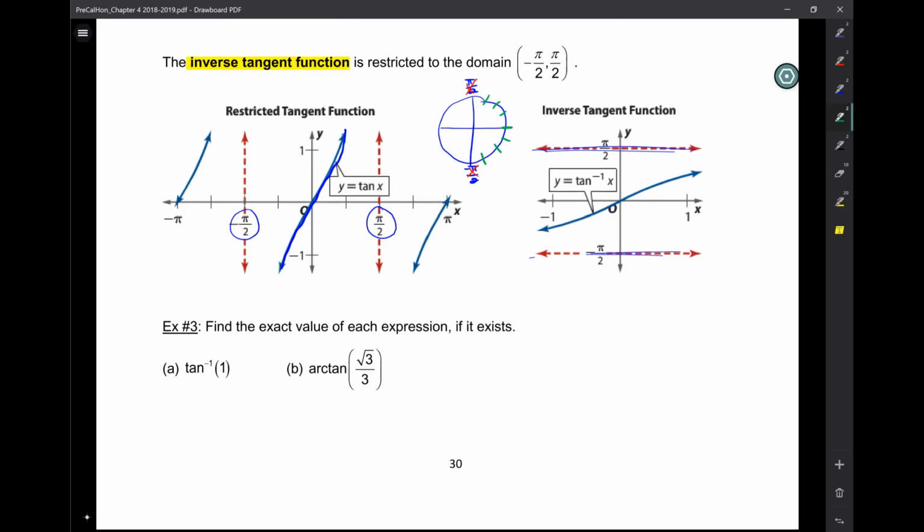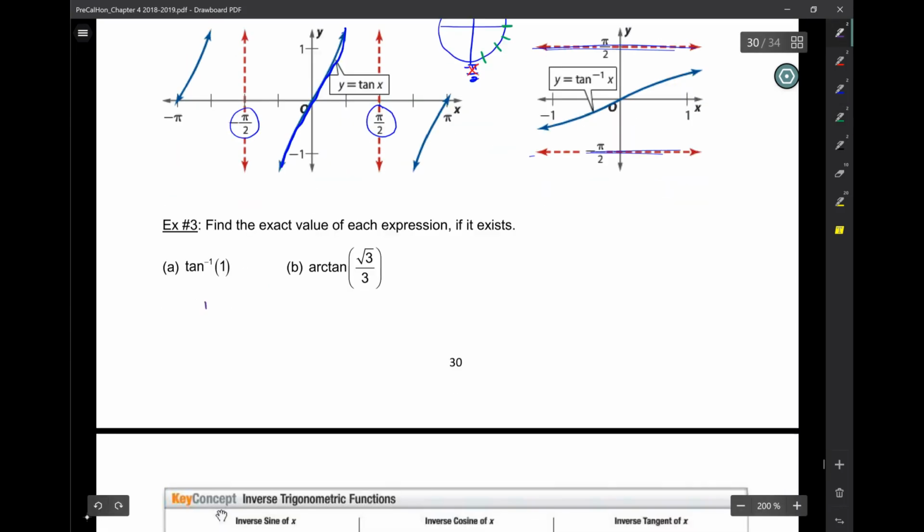So inverse tangent of 1, for what angle is tangent 1? Pi over 4, right? Tangent compares the legs and they're equal for 45-degree angles. For which angle is tangent root 3 over 3? Now, what do you guys think? Either pi over 6 or pi over 3.